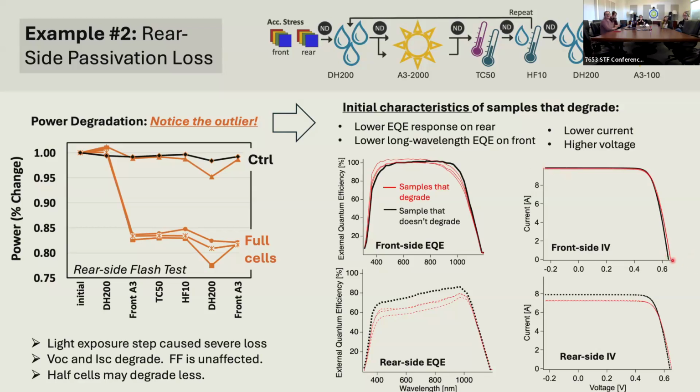However, if we look over at the VOC, there's a slightly greater VOC for those samples initially before they degrade. So this could be an indicator that maybe the manufacturer was optimizing for something like a higher cell voltage, but maybe there were other things at play that eventually lead to an unstable cell.